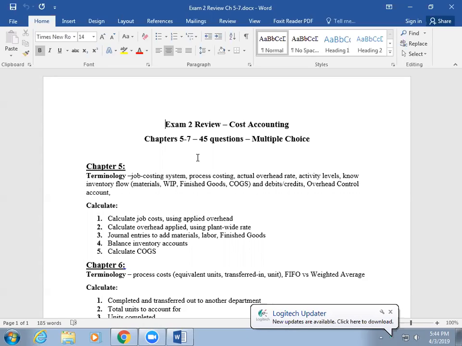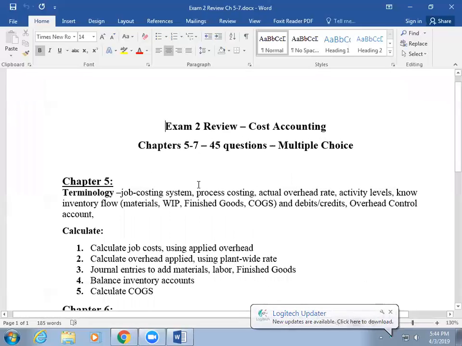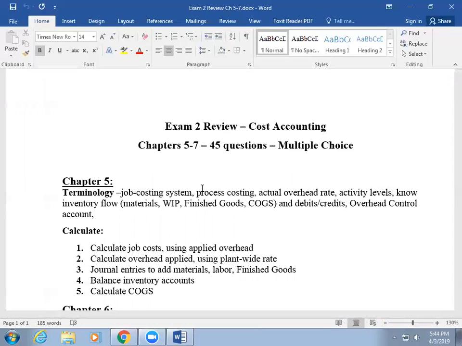And then obviously, on the terminology, those are pretty easy. I got rid of a couple things that we didn't really talk about, even though it was in your book, so you could look it up. But chapter 5, as far as terminology, we talked about the difference between job costing and process costing. So some of your questions will really just be like, which of these companies uses or should use job costing and which should use process costing? So just kind of know the difference and which is better in which situation.